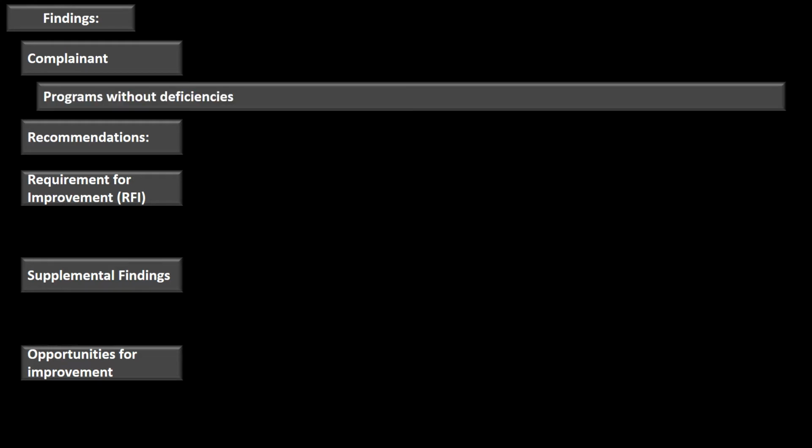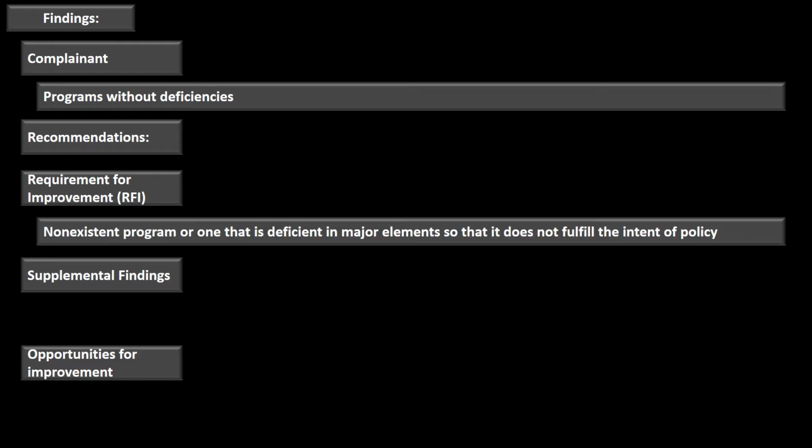Compliance is kind of easy, right? If you're compliant, your program doesn't have any deficiencies. It's good to go. You're doing a good job. Keep doing what you're doing. However, if you get an RFI, a requirement for improvement, that's saying that your program doesn't exist. You don't have something you're supposed to have, or it's so deficient in its major elements that it does not fulfill the intent of policy. So RFI is the most severe, the worst finding they can have when it comes to any kind of program a command is supposed to have.